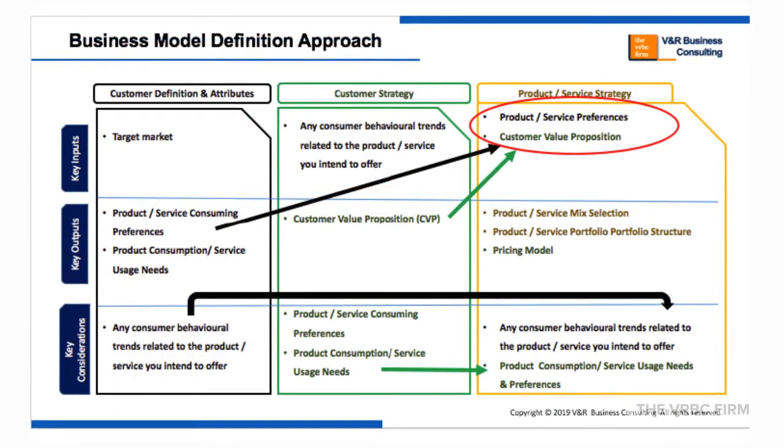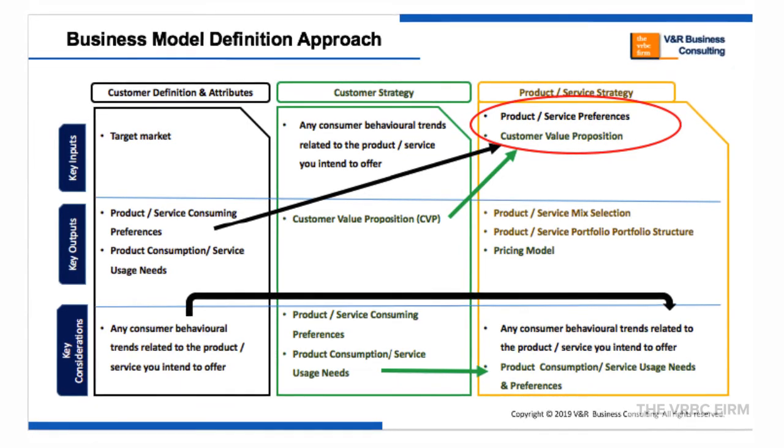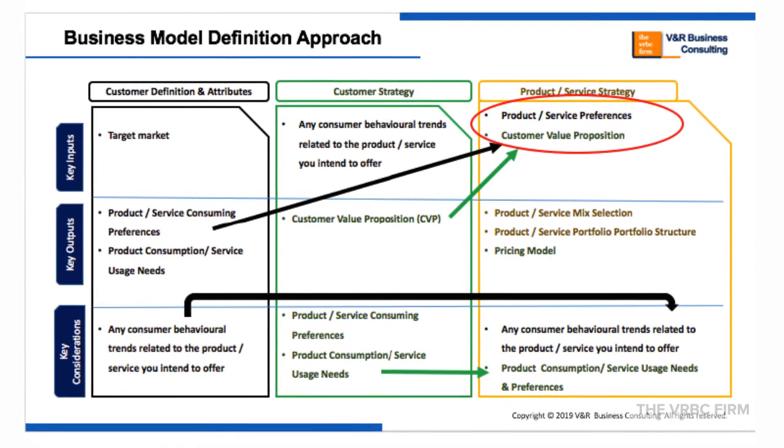Finally, once you've determined your value proposition, then you can start thinking about your product or service mix, as well as your pricing model. Your value proposition should give you an idea of what your pricing model would more or less look like. Not the exact pricing just yet, but how you're going to go about setting your pricing.